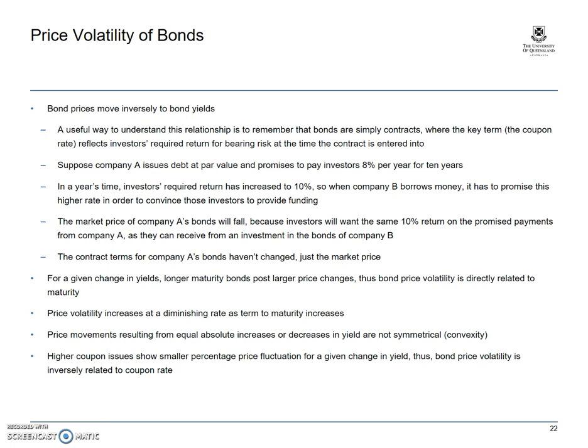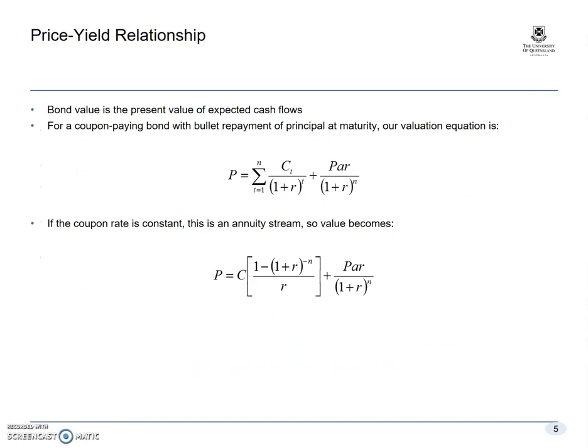So for a given change in yields, the longer the maturity of a bond, the larger the price changes. So thus, the bond's price volatility is directly related to maturity. Now again, we can see that in the formula. So you'll note that the coupon payments are each discounted by 1 plus the cost of debt, but it's to the power of time, maturity. And equally, the par value is discounted by 1 plus the discount rate, but again, that's to the power of time, how many time periods there are.